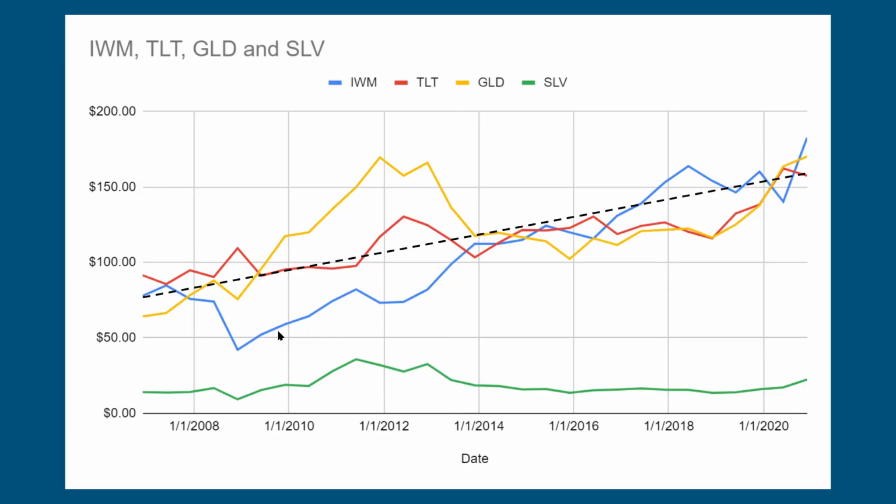So here's an example of a simple portfolio. Again, this is just an example to show diversification in the volatility, right? IWM is the Russell 2000, small cap company stocks mostly. TLT is a 20-year US government bond. GLD is gold, and SLV is silver.